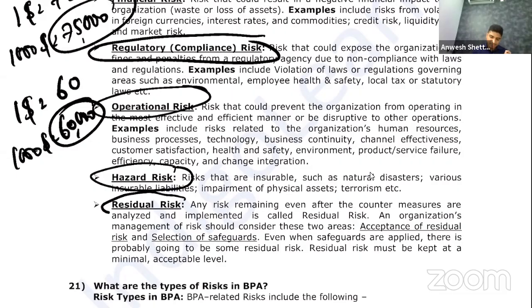Then there is something called residual risk. Now residual risk means, let's take one simple example of your examination. So you want to go and appear for your examination and you don't want any surprise questions at all. So you study 100% material. You study from first page to last page.